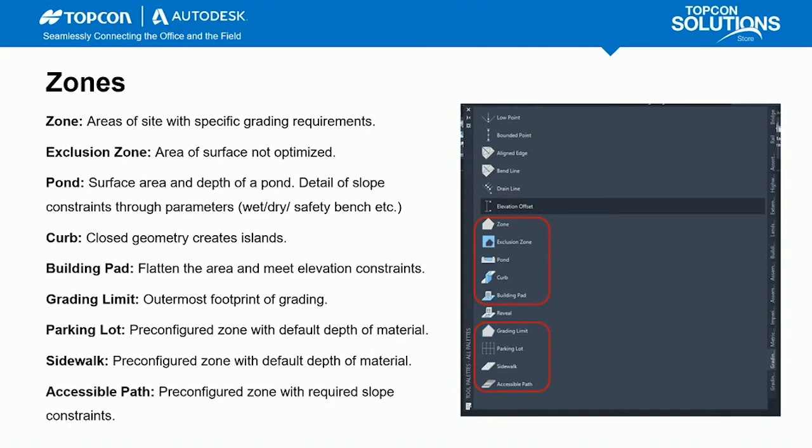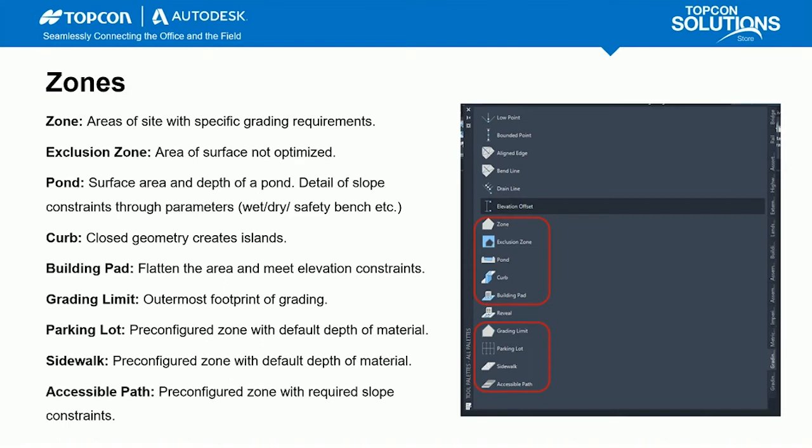One thing you can do with pond zones is you can let the extent of the pond change to meet volumetric requirements. So say your polyline's a circle, it might actually make your circle a little wider if you enable that. Curb, closed geometry to create islands. Building pad, all this does is flatten the area and meet elevation constraints so that the surface will slope up to the building pad. Grading limit, this is the outermost footprint of grading. So this is basically the extent of your project. And you can set generic constraints for your grading limit.